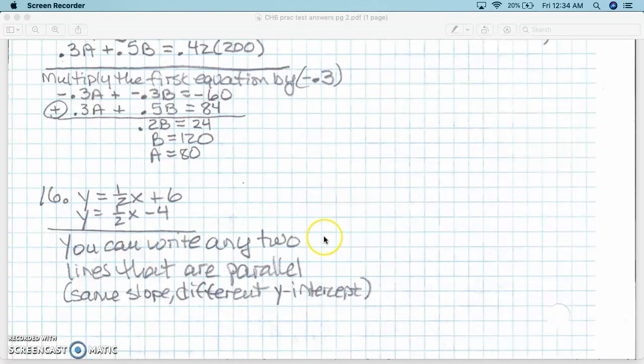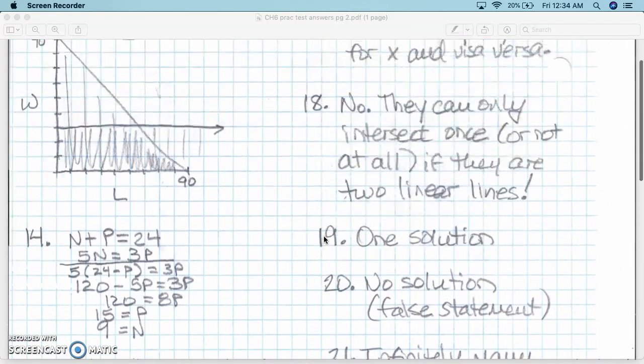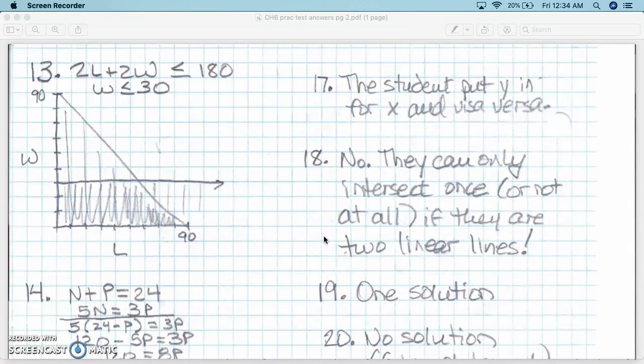Number 17 was checking to make sure you understand what makes something a solution. And you had to find the error the person made here. Here, the error they made was they put in y for the x and the x for the y. So they switched up their value places or locations there. So that's why they got that was a solution when actually it is not. If I put in -1 for y and -6, -1 is not less than -4, so it actually is not a solution. So that was their mistake.